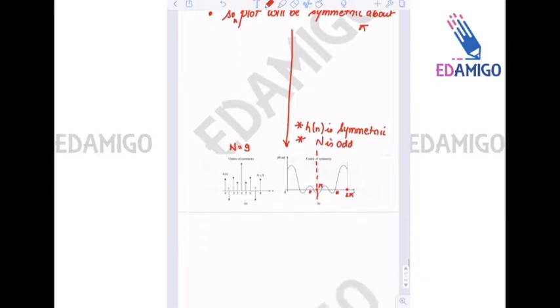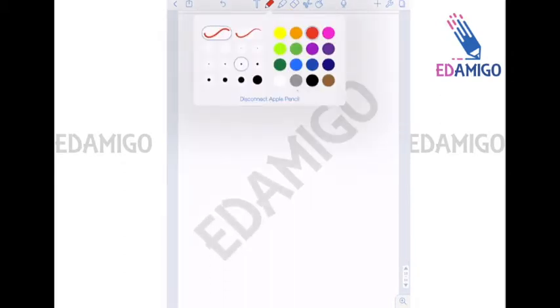Okay, so this finishes case 1. Now let's move on to case 2, where Hn is symmetric and n is even.